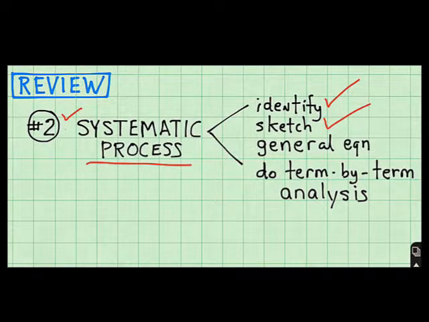I label points 1 and 2. Step 3 is I write the general form of the Bernoulli equation in head form or pressure form. And step 4 is do a term-by-term analysis. And I illustrated this systematic process for you in this example.